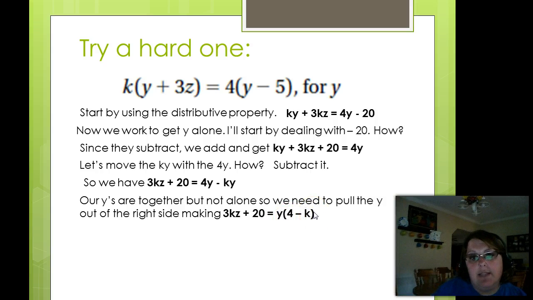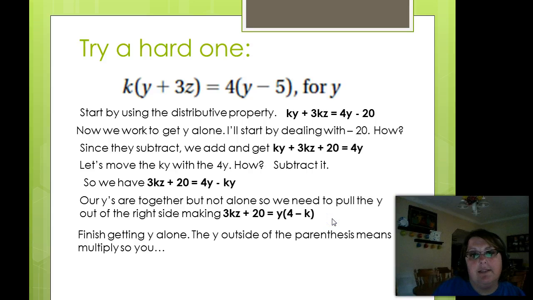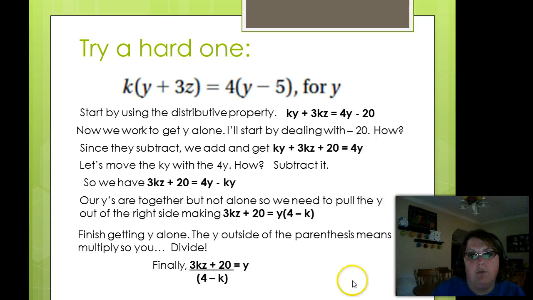Well, now that makes the end of this look a little bit easier, because now I just need to get rid of this 4 minus k. Well, what does it mean that these are written side by side like this? That means that they're multiplying. So we need to divide each side by 4 minus k. So our final answer is 3kz plus 20 divided by 4 minus k equals y.